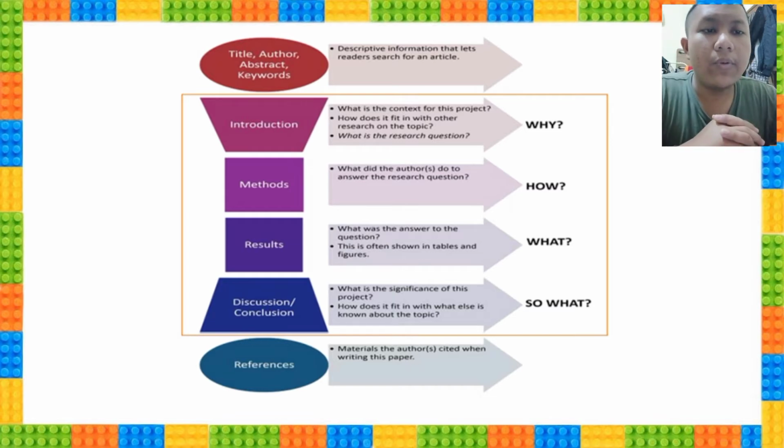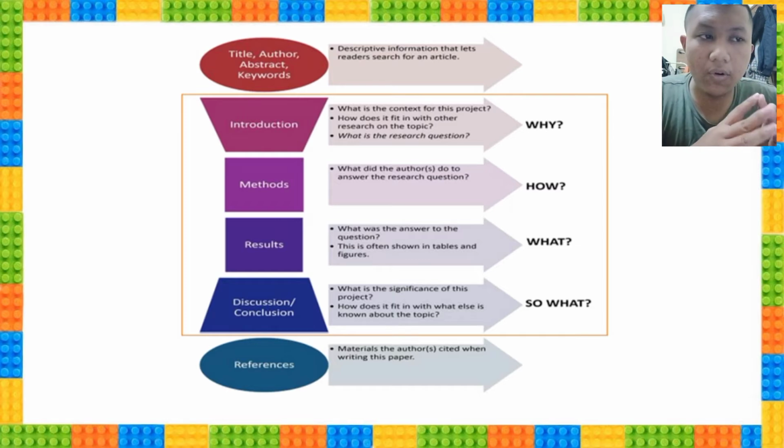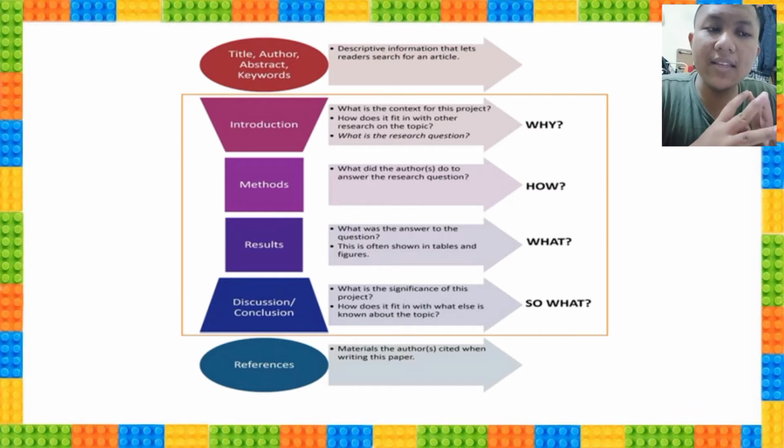And after that, we move to the first important part of the article. It was the introduction. Introduction will tell us what is the context for this project and how it fits in with other research on the topic, and what is the research question. And after that, the second thing is the methods. The method will tell us what the author did to answer the research question.